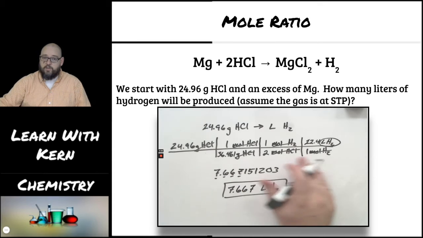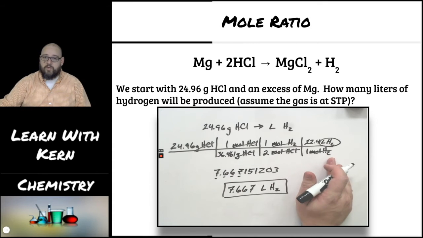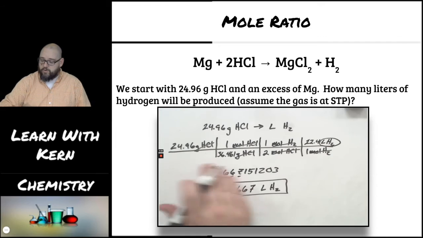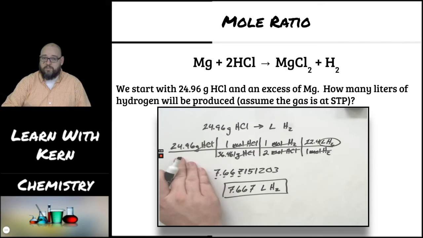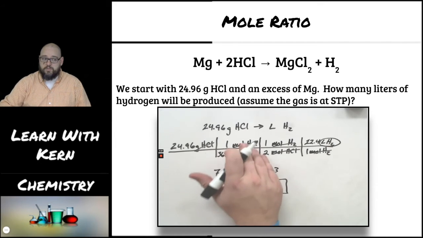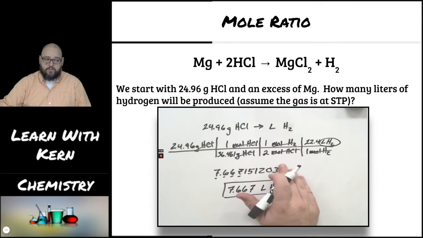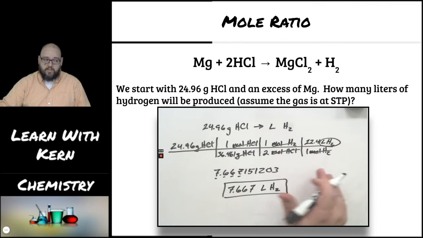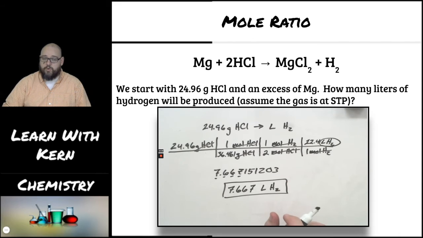Now, this is the longest type of stoichiometry problem that you're going to have as far as the number of steps. We did all of the steps here. We converted to moles. We set up our mole ratio. We converted to our final unit. We write it all out, we do the multiplication, and we round to proper significant figures.